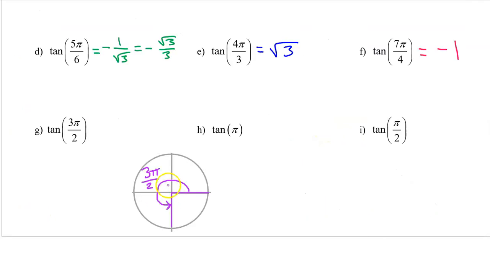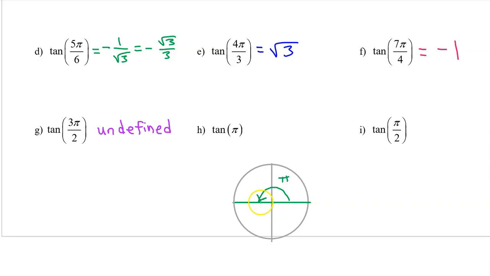The terminal side of 3 pi over 2 lands right on the y-axis. Because the terminal side is vertical, the slope is undefined. Therefore, the tangent of 3 pi over 2 is undefined. The terminal side of pi lands on the x-axis. Since the terminal side is horizontal, the slope is 0, so the tangent of pi is 0.